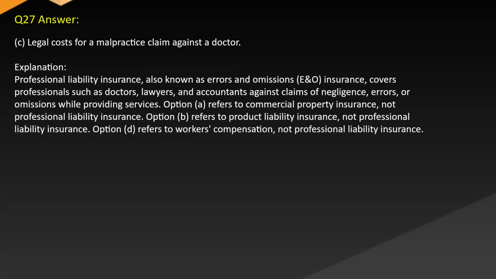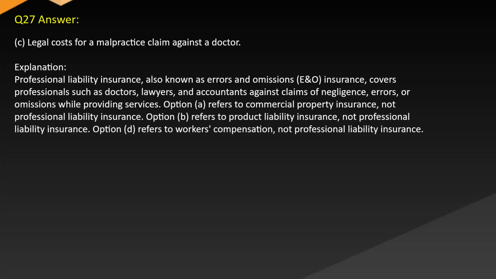Answer: C. Legal costs for a malpractice claim against a doctor. Explanation: professional liability insurance, also known as errors and omissions (E&O) insurance, covers professionals such as doctors, lawyers, and accountants against claims of negligence, errors, or omissions while providing services.